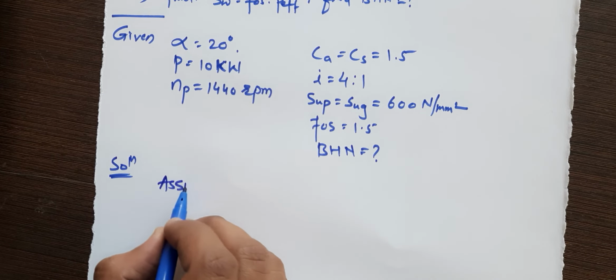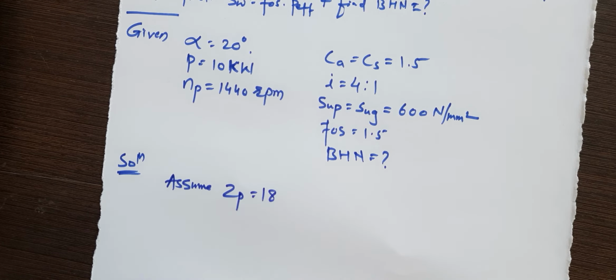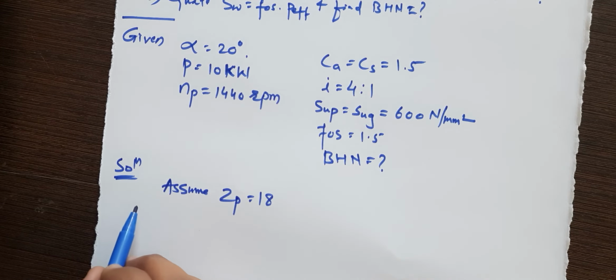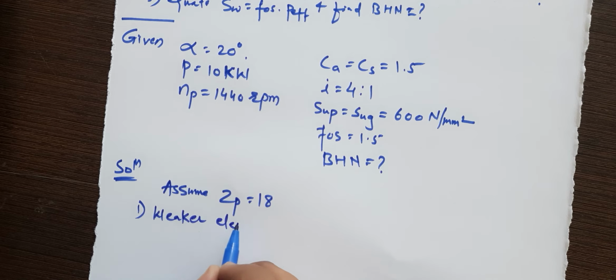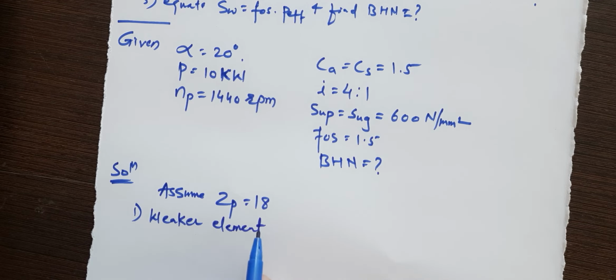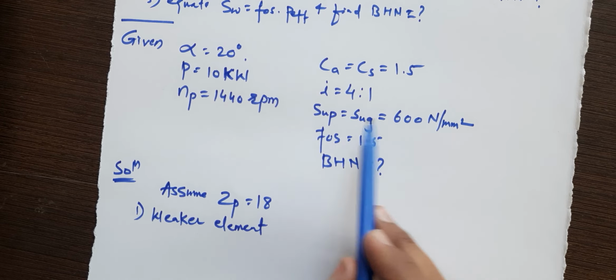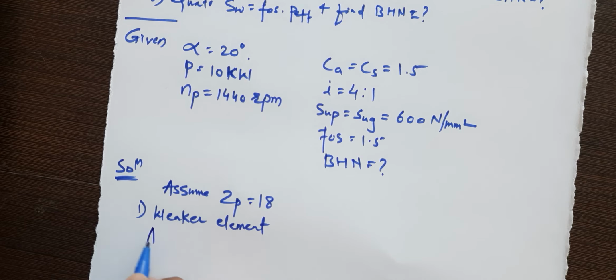So assume ZP, the number of teeth on pinion, is 18. You can go for 17 also or 19. So the minimum number of teeth we have assumed here is 18. After that, our first step is the weaker element. To find the weaker element, you have to compare ZP, ZG and sigma BP, sigma BG. But here the material for gear and pinion is the same. So when the material for the gear and pinion is the same, the pinion is always weaker.